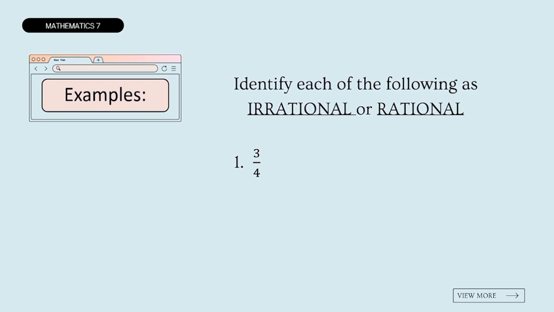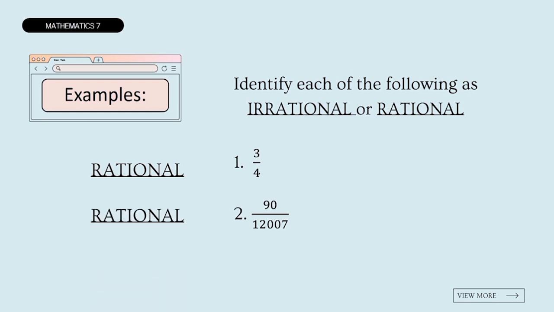So for number 1, 3/4 is a rational number as it can be expressed as a fraction and it can be expressed also as a decimal, where 3 divided by 4 is equal to 0.75. Number 2, 90 over 12,007, is also a rational number because it can be expressed as a fraction. And number 3 is 12, also written as 12 over 1, again a rational number.